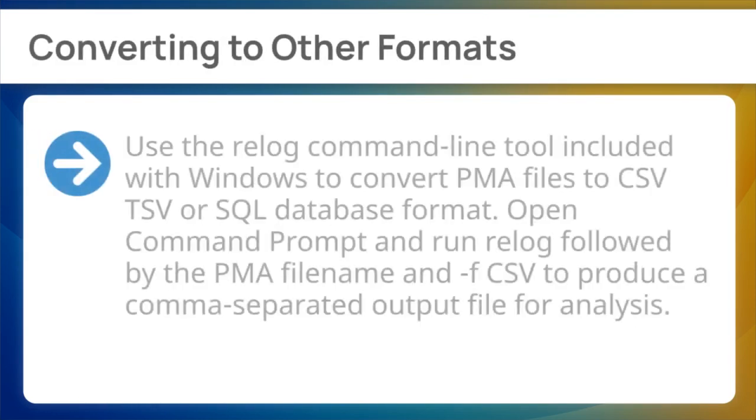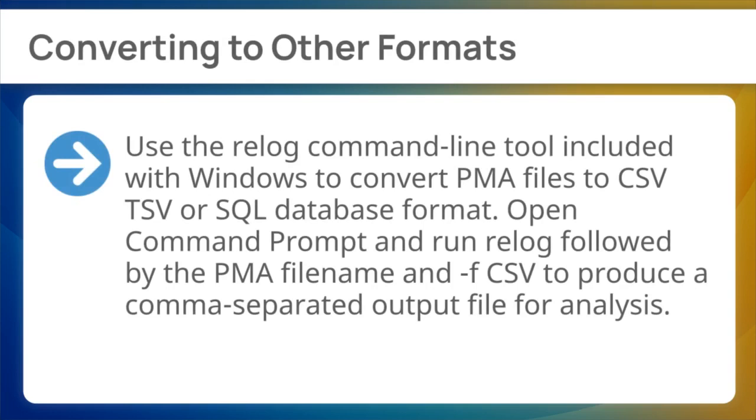Finally, converting to other formats. Use the Relog command line tool, included with Windows, to convert PMA files to CSV, TSV, or SQL database format. Open Command Prompt and run relog followed by the PMA file name, and -f csv to produce a comma-separated output file for analysis.